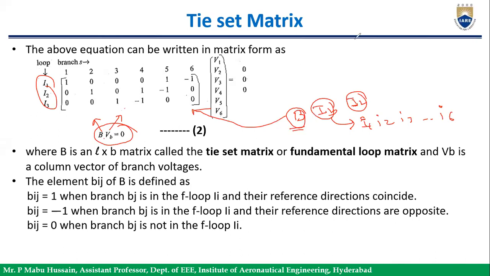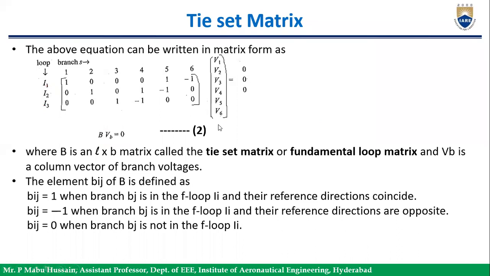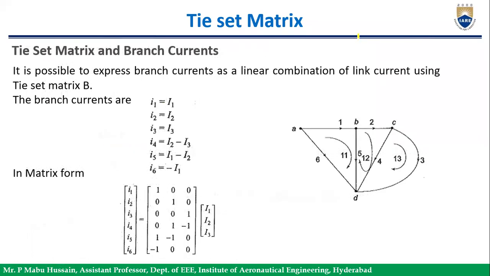You already know. Okay, see the relation now between the Tieset matrix and branch currents. It is possible to express the branch currents as a linear combination of your link currents. So by using this Tieset matrix B, how can you represent it?